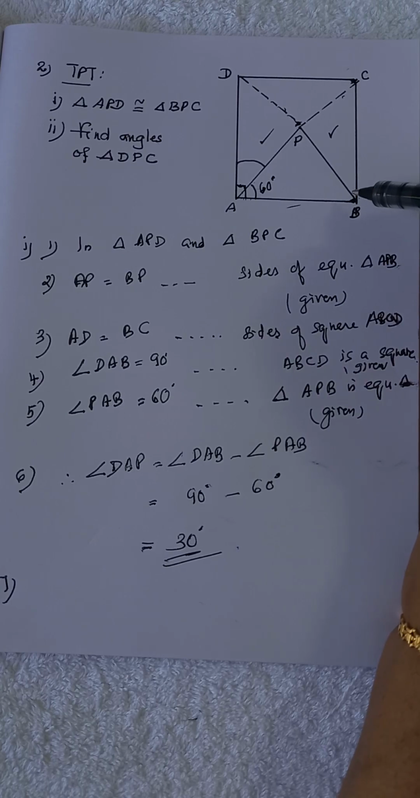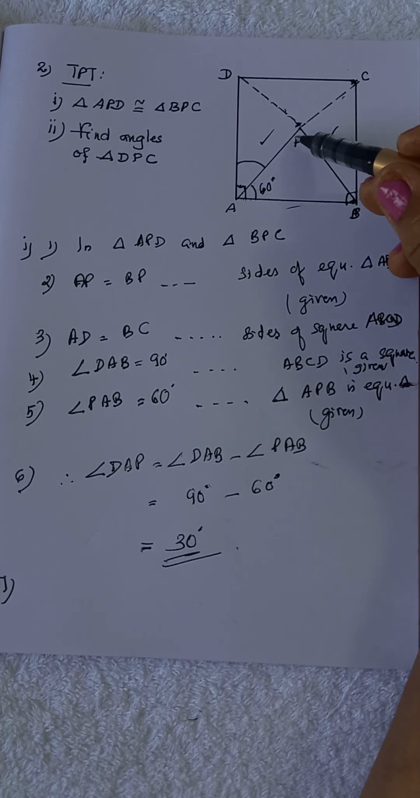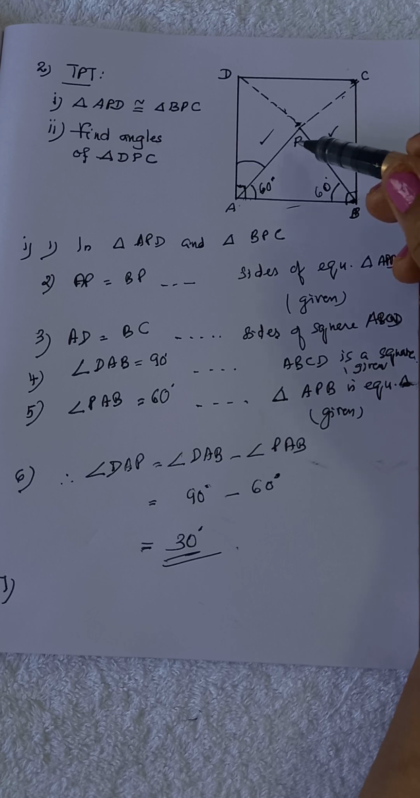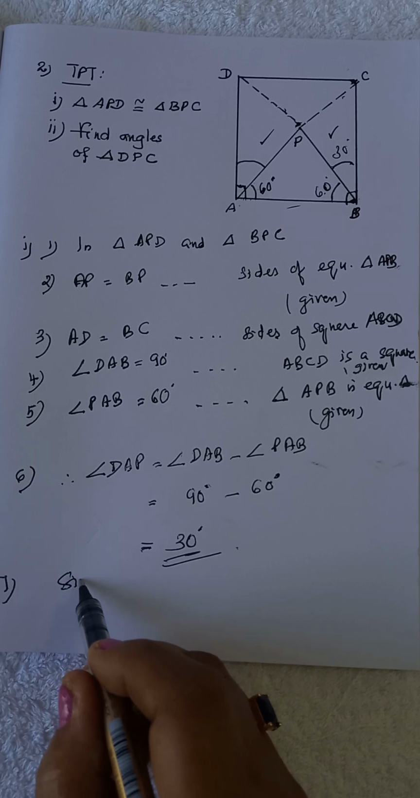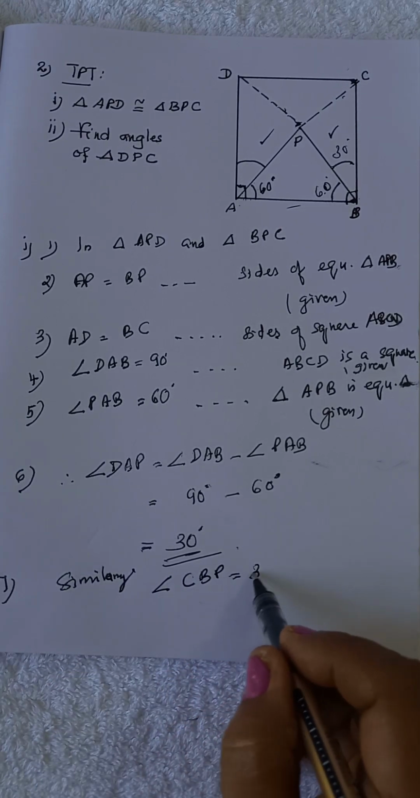In the case of the triangle BPC also we can take like this. Angle CBA will give you 90 degrees. Angle PBA will give you 60 degrees, that is the angle of the equilateral triangle. So what is angle CBP? That is 90 degrees minus 60 degrees, that will give you 30 degrees. So we can write similarly angle CBP is 30 degrees.